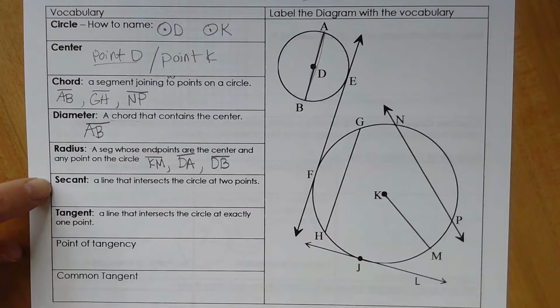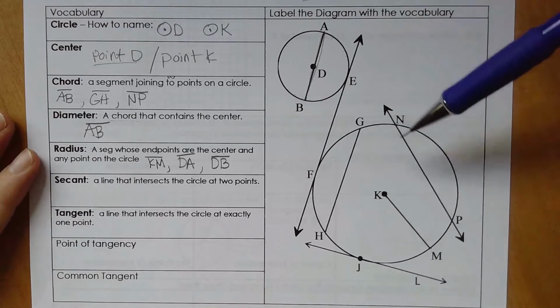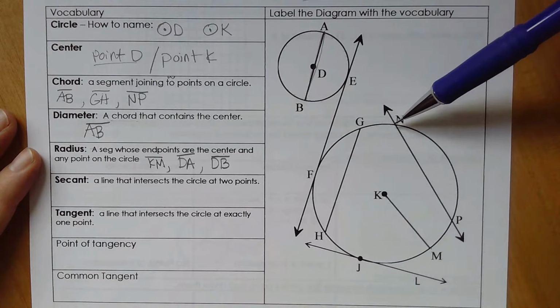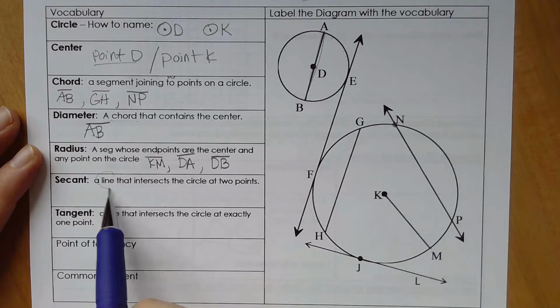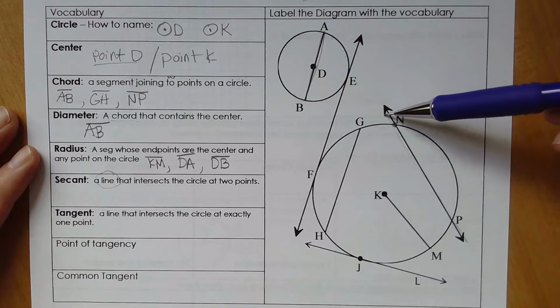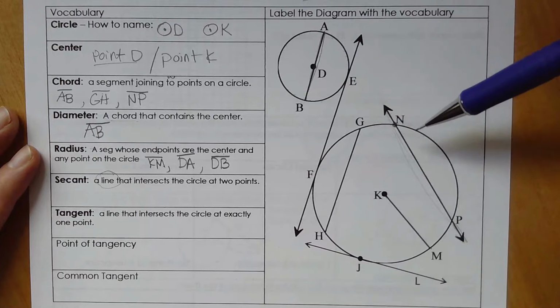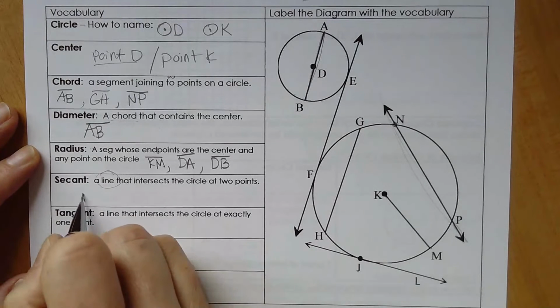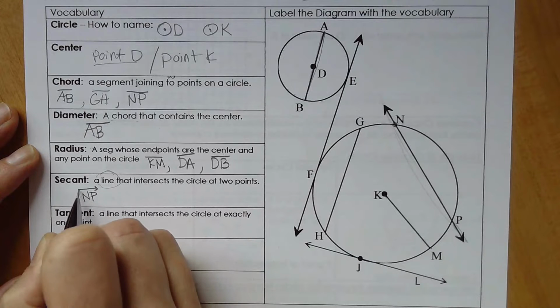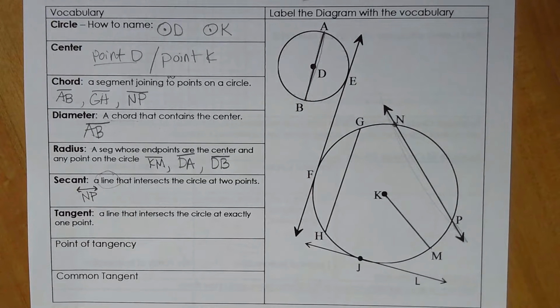Maybe some newer terms would be a secant. That is a line that intersects the circle at 2 points. There is basically only one secant drawn on here. Notice it's a line, not a line segment. Notice it's a line indicated by arrows, and it goes through the circle. There's an outside part present. So line NP is a secant, NP with the line symbol over the top. We haven't had to differentiate between segments and lines since first semester.